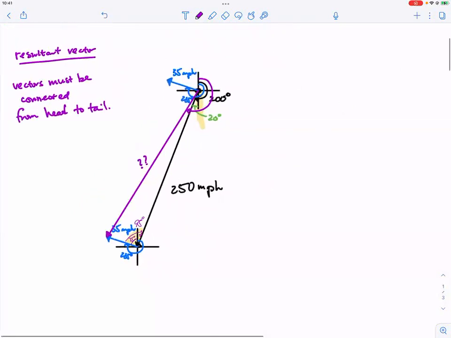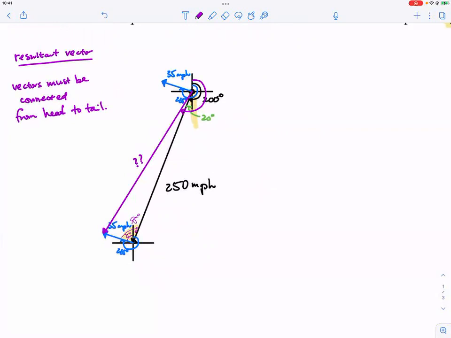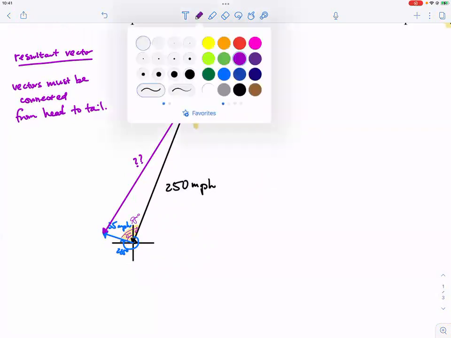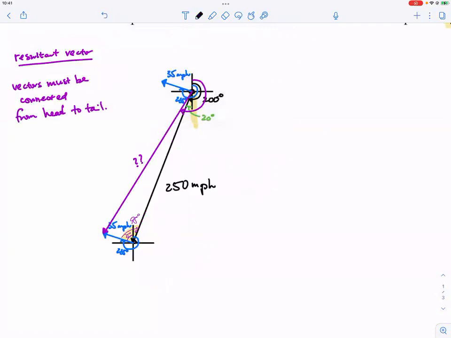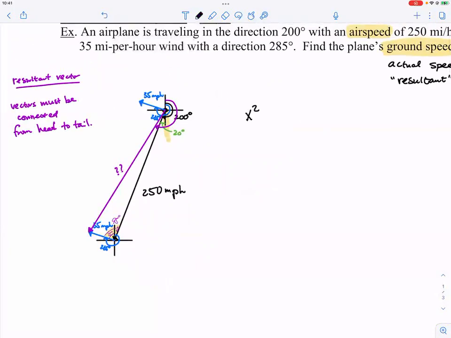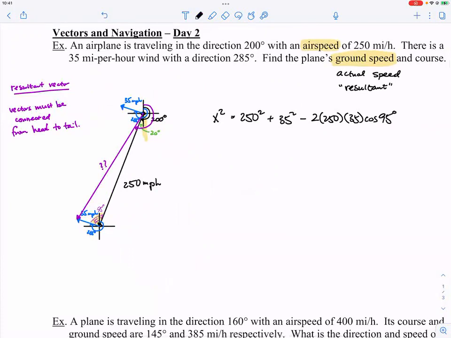So you have two sides given, one angle given, and you want to find your third side. The only thing you can use would be the law of cosine. So I say x squared is equal to, by the way, get a calculator if you need one, 250 squared plus 35 squared minus 2 times 250 times 35 cosine of 95 degrees. Go ahead, I'll give you a minute to find out what x is.